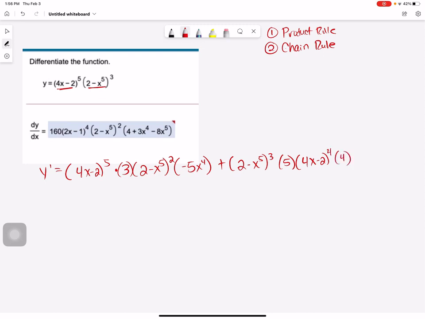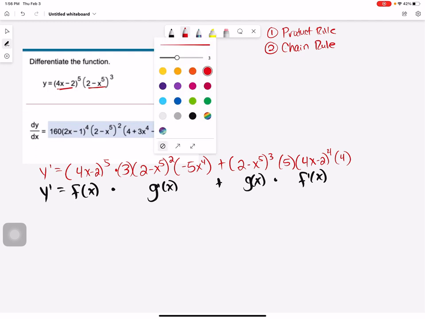So that's the first. Really quickly, if I need to write that down for you guys, that is the first times the derivative of the second plus the second times the derivative of the first. And that's the calculus, right? That's the only calculus that we have. Everything after that is algebra.